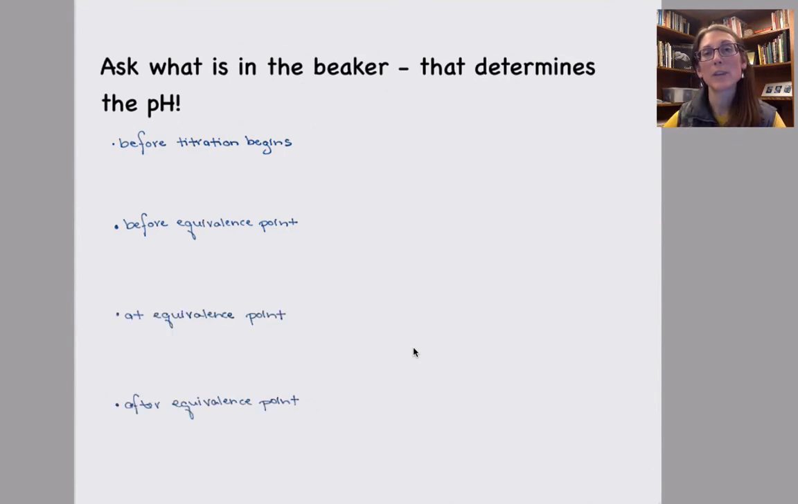Before the titration begins, the only thing we have in solution is the weak base. And so we're going to solve a weak base equilibrium problem in order to find that pH. After the titration has begun, but before the equivalence point, we're going to have some of the weak base having reacted to form its conjugate acid. So we'll have a mixture of the base and conjugate acid. This is a buffer. We have a weak acid, weak base, both present in solution.